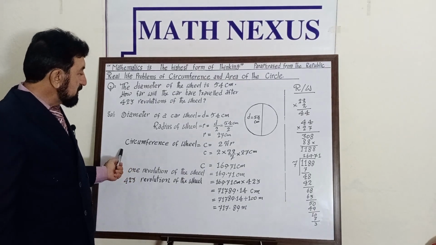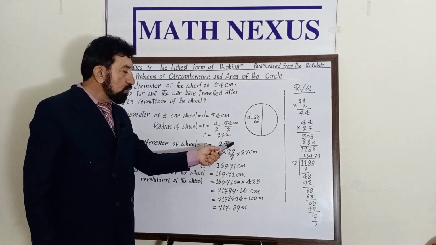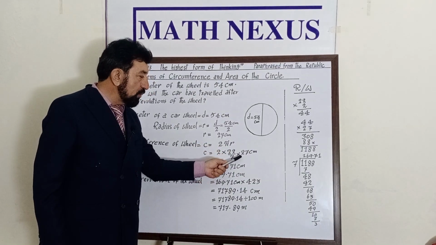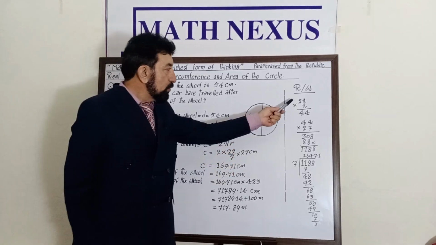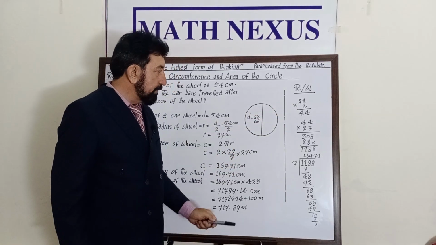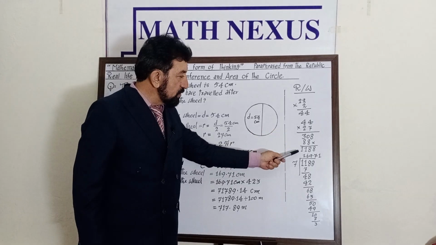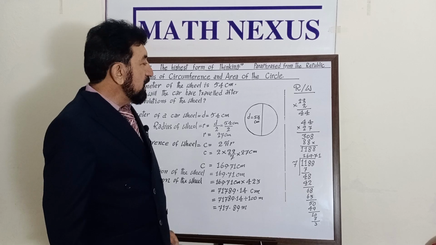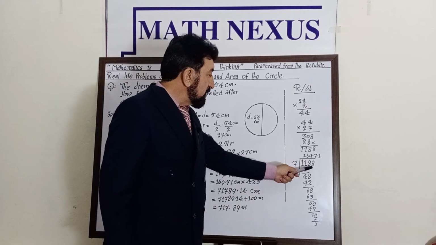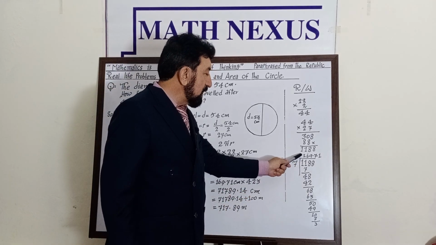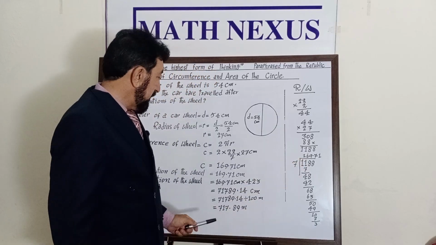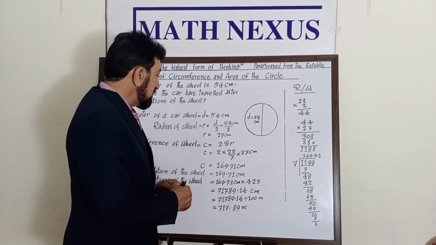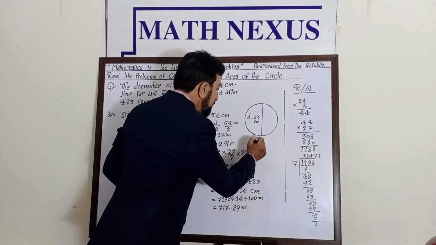Now we have a formula. Circumference of the wheel is equal to 2 pi r. Now putting the value, 2 into 22 upon 7 into 27 centimeter. 22 into 2, this is equal to 44. 44 into 27, this is equal to 1,188. 1,188 upon 7, this is equal to 169.71 centimeter. It means that this is the circumference of the wheel.